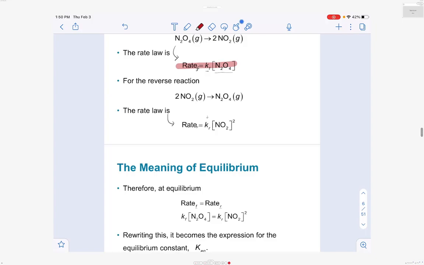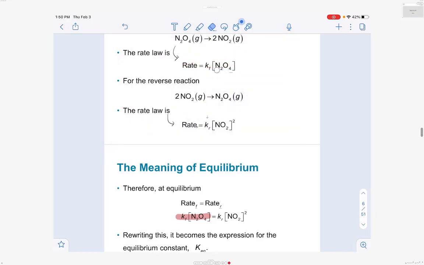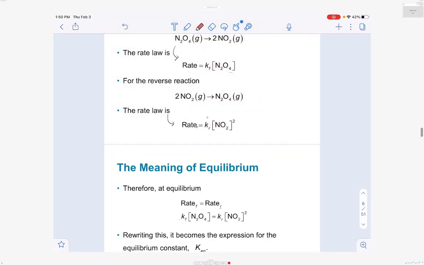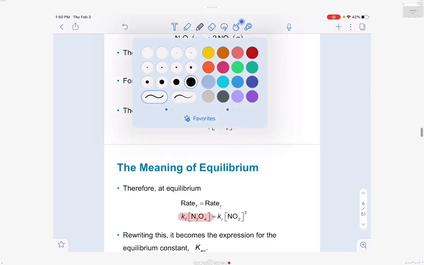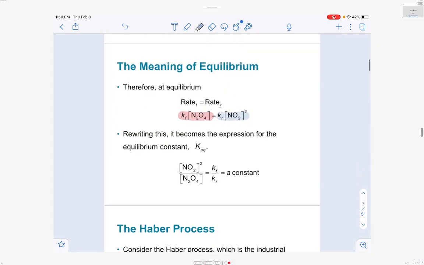This portion is this, and this portion is this, and then this portion is this. The rate of the forward reaction equals the rate of the reverse reaction.